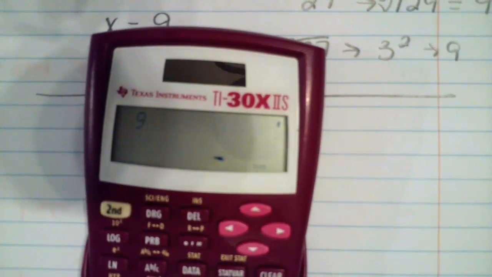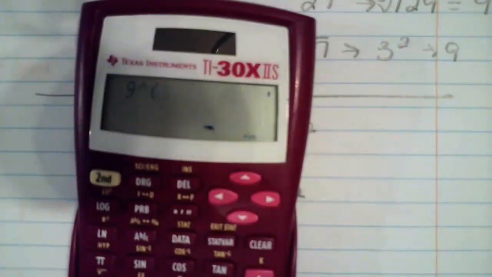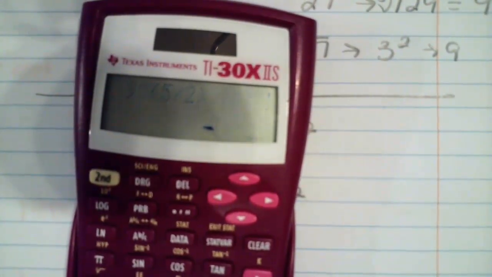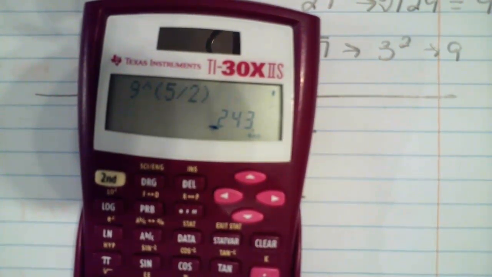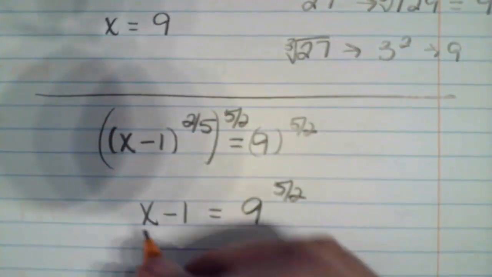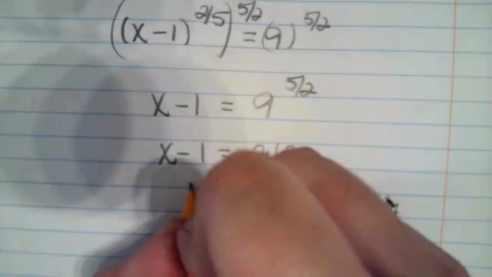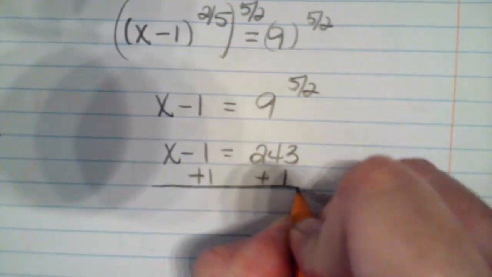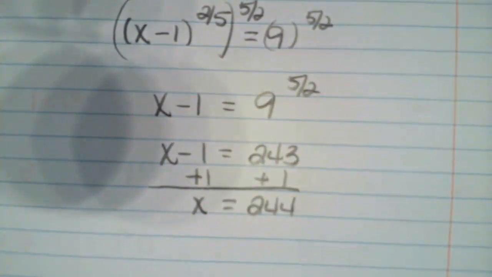So if I take 9 raised to the, what power are we doing? 5/2 power. I just totally lied to you. Oh, because I was thinking of 2. I am so sorry. Because, yes, so it's 243. Okay, so I got x minus 1, and we got to check that, is 243. And then all I've got to do is add 1 to both sides and get 244.